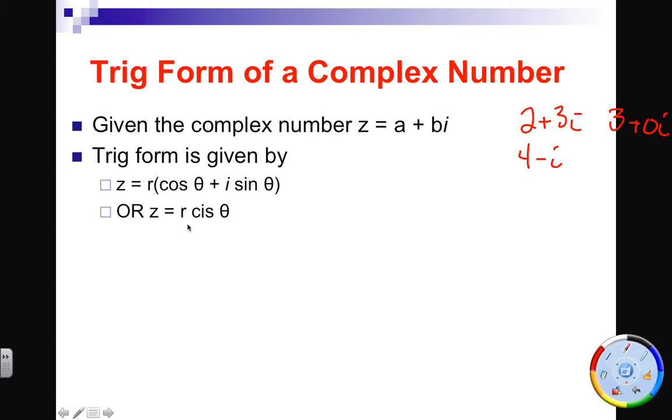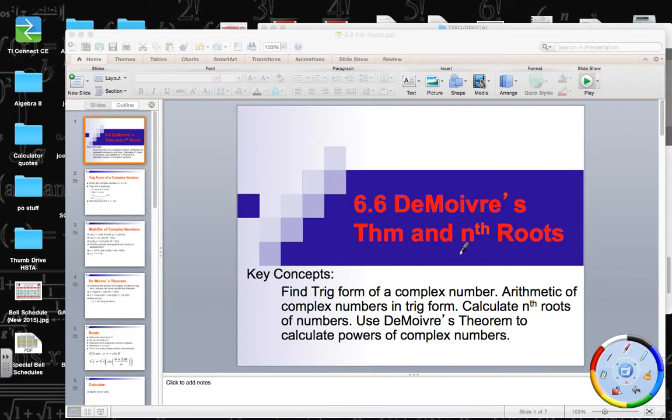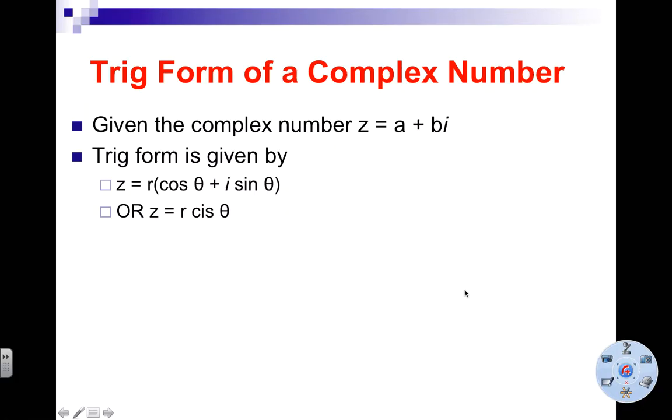We have a shorthand for this because theta is the same number and r is obviously r. We write r times the cosine of theta plus i times the sine of theta as r cis theta. So if you ever saw 3 cis 25 degrees, it means 3 times the cosine of 25 plus i times the sine of 25. So it compares like that. We can write them similarly. Either one works for me. I don't care which one you write, but obviously the cis version is simpler.